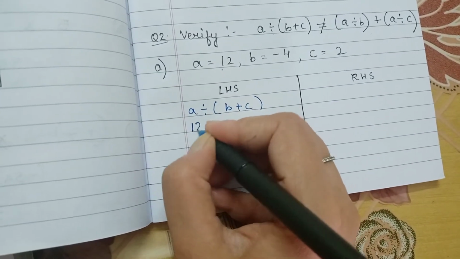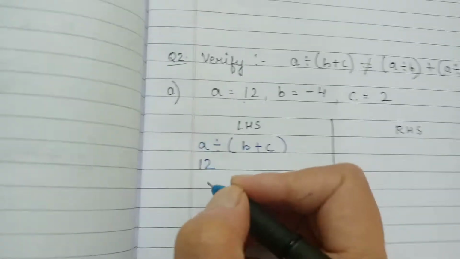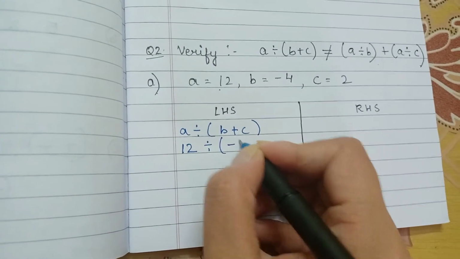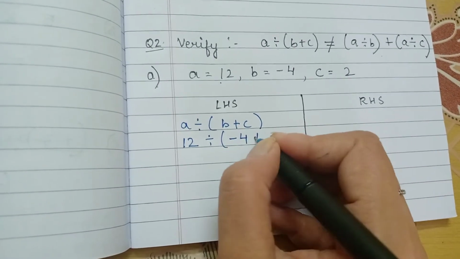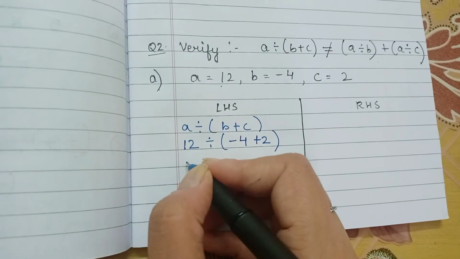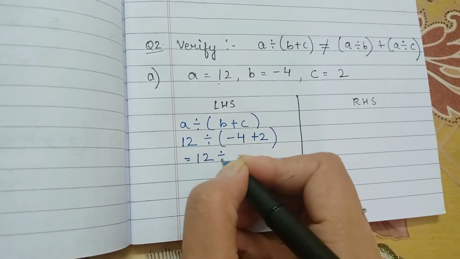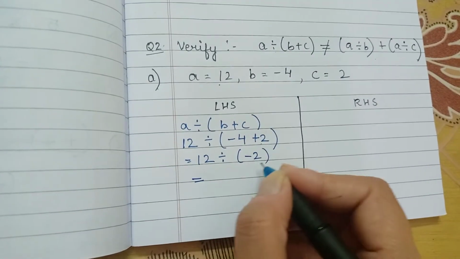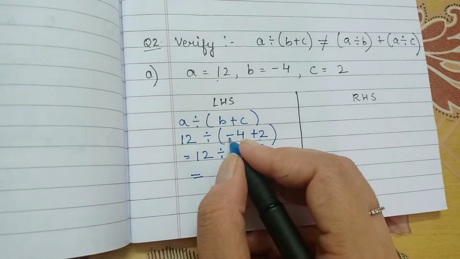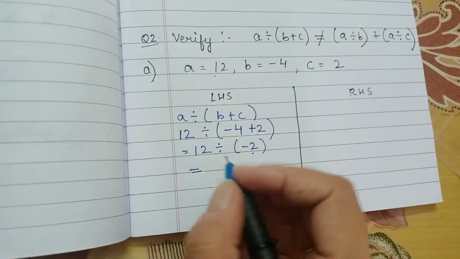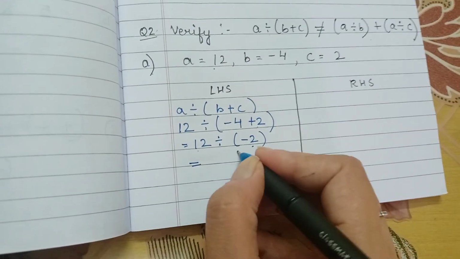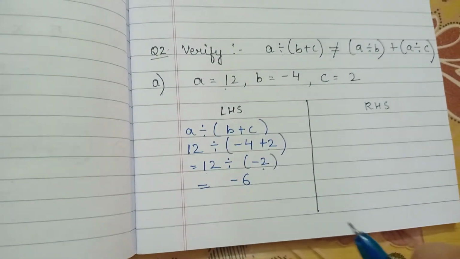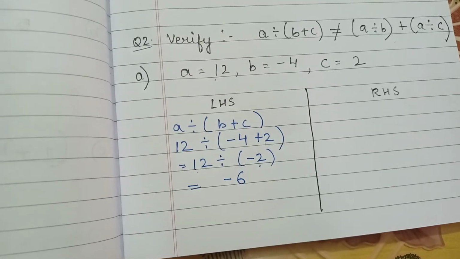Now substitute the values in place of the alphabets. The value of a is 12. 12 divided by, the value of b is -4 and the value of c is 2. Again, first you need to solve the bracket. 12 divided by (-4 plus 2). Now you get -2 as the answer, and the sign of the bigger integer will come, which is minus. Now you need to divide 12 by 2. The answer will be 6. Now we'll see the sign, plus divided by minus is minus. So we are getting -6 on our left side.